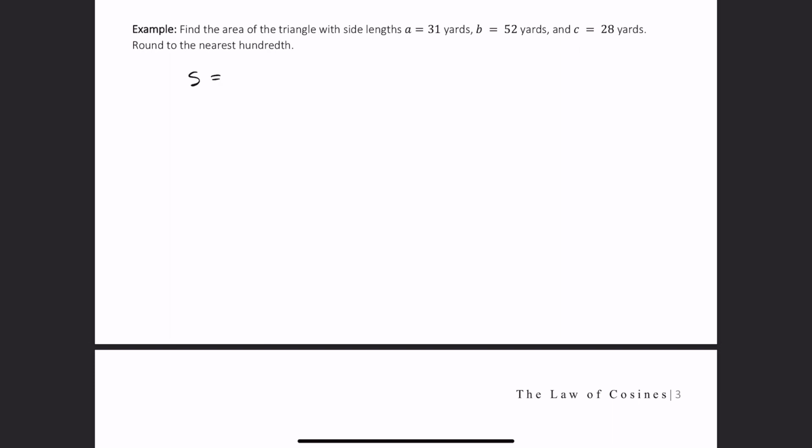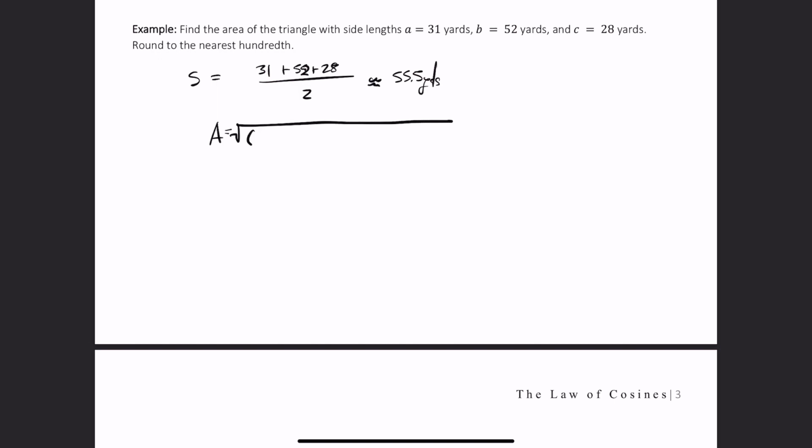So S, again, we need to find the semi-perimeter first. And this doesn't matter what order you write these, since we're not subtracting or anything. So we'll get that the semi-perimeter is 55.5 yards. And now we apply this to our formula.